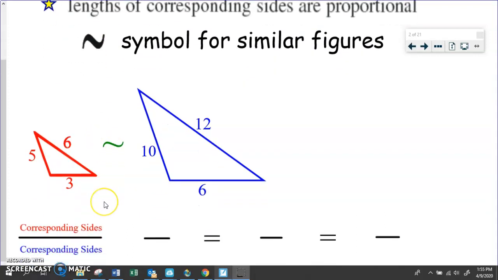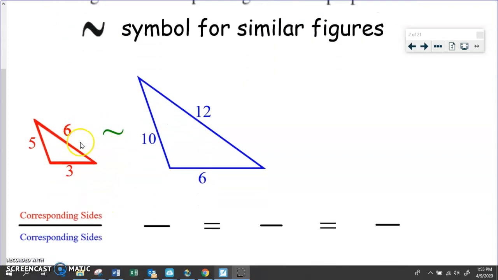So if you notice these two triangles here, we're going to show that they're similar. The first thing I'm going to show you is the angles. So if you take this angle, all of these angles are exactly the same as their corresponding angles. And then what we're going to do with the sides is write a proportion with all the corresponding sides.